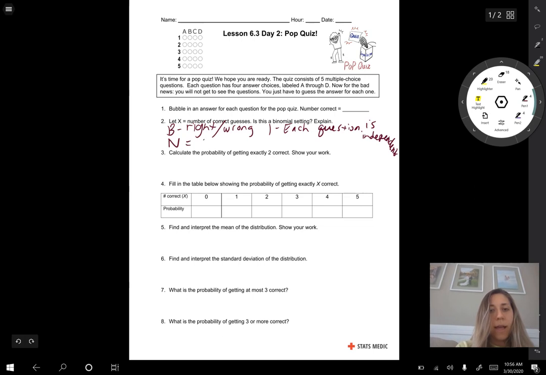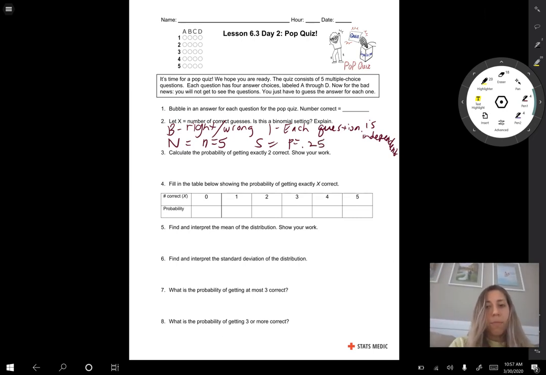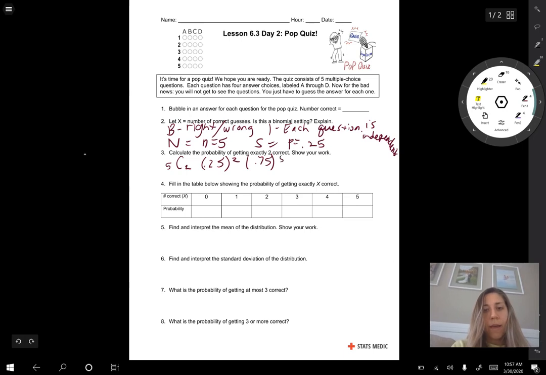N, you have a set number of trials where there are 5 questions, so N equals 5. And S, the probability of success is always the same because there's 4 answer choices and you're just guessing. It's 0.25. Now, we have to calculate the probability of getting exactly 2 correct. So that would be 5 choose 2, times the probability, which is 0.25, and you want 2 correct, times 0.75, 5 minus 2 correct. If we were to do that, that would be 0.264, and that would go right here, 0.264.